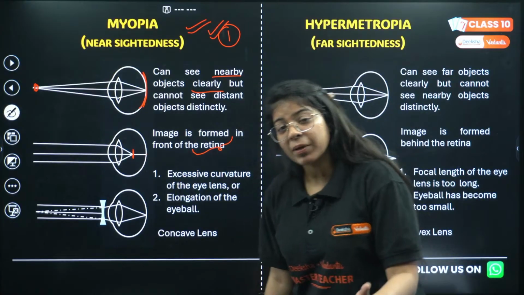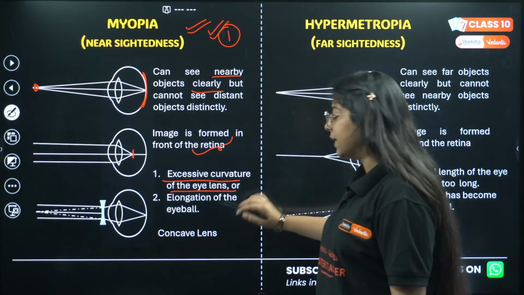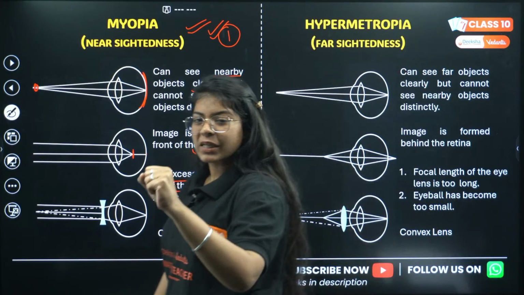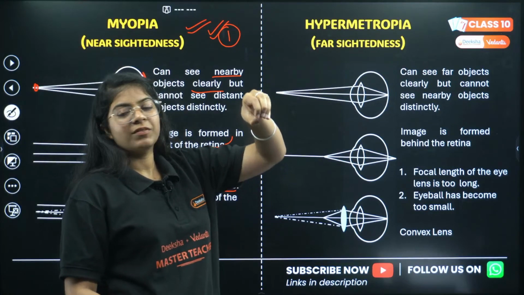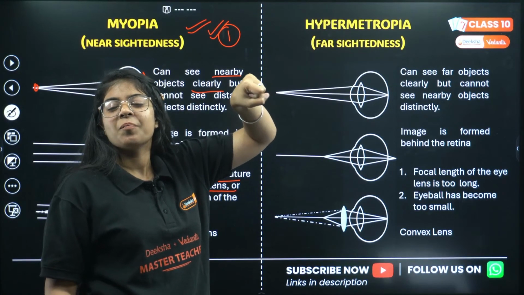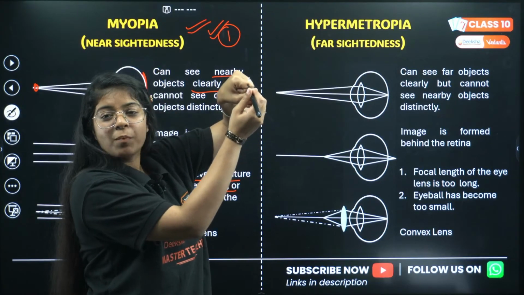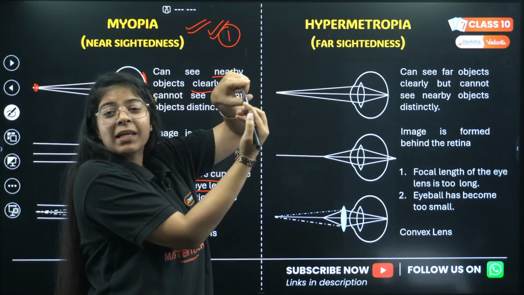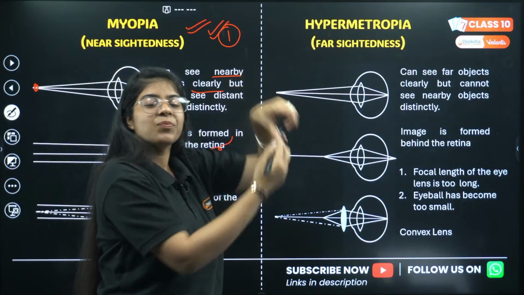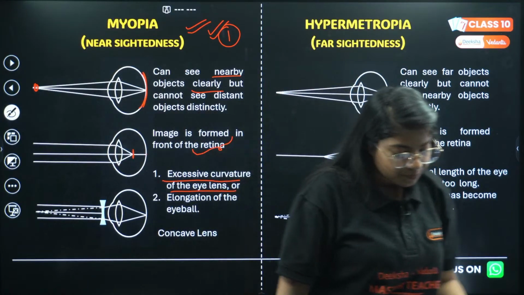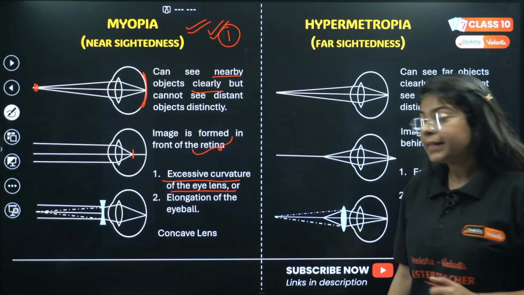Why is this happening? There can be some reasons. We can have excessive curvature of the eye lens. This is my eye. If, because of any accident or something, the curvature of the eye lens increases, then the image, which was at first being formed on the retina by the lens, is now formed before it. That is one of the reasons why the image is not being formed on the retina.